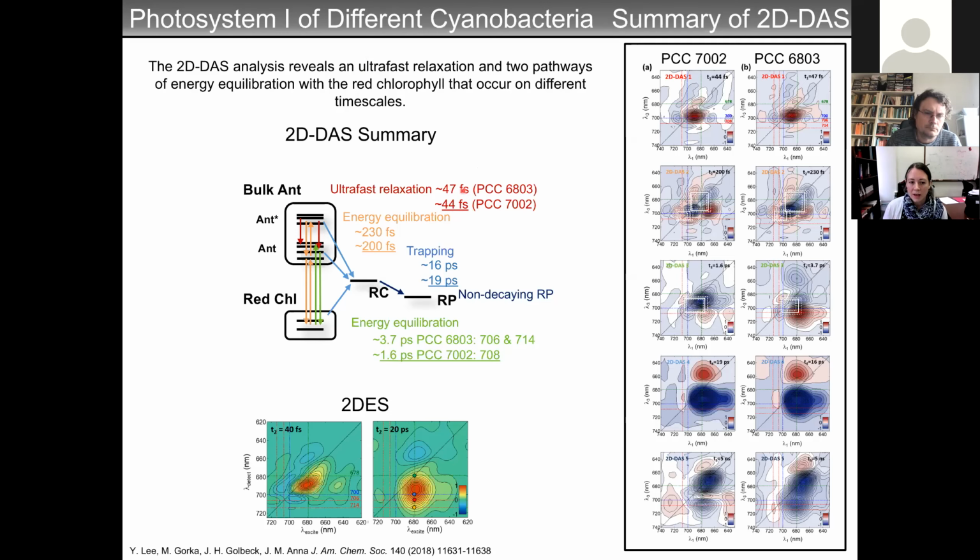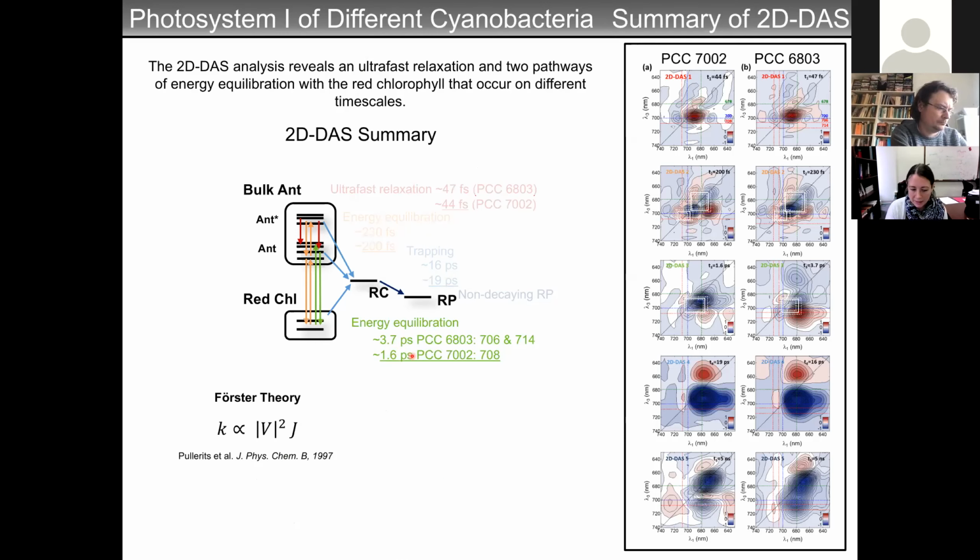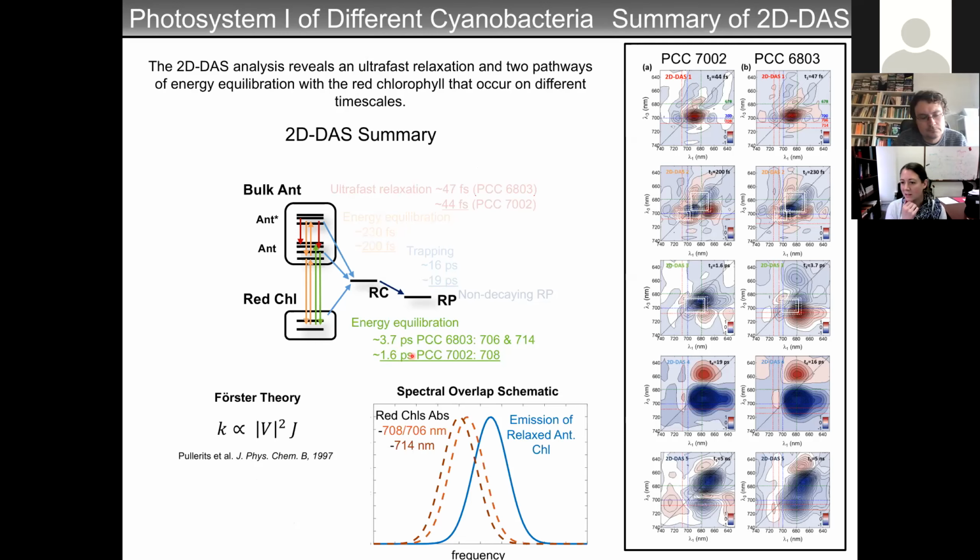So we see on the ultrafast time scale, the relaxations are similar. The femtosecond energy equilibration has a similar time scale. But once we get to this picosecond energy equilibration, that's where we see the differences. And the PS1 with less red chlorophyll has a faster equilibration time. And so to think about this a little bit more, we can think about this through Forster theory, where the time scale for equilibration is proportional to the coupling and the spectral overlap. So this is a cartoon schematic, right?